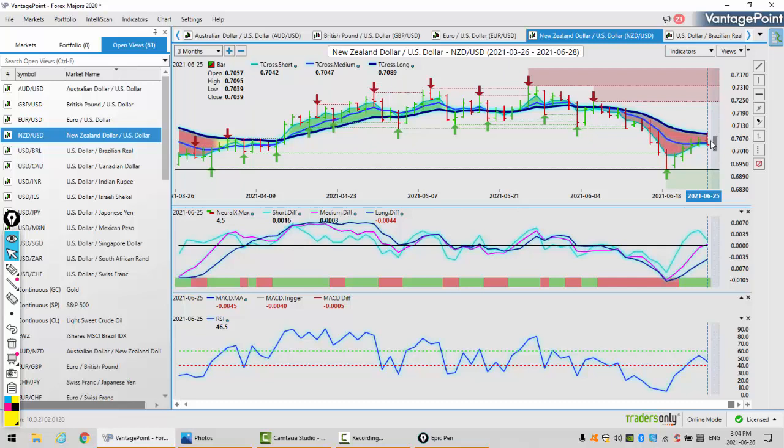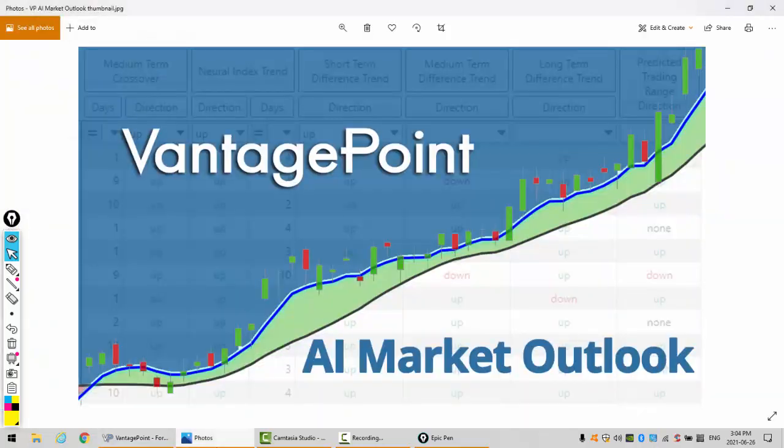And trust me, guys, I've been doing this well over 20 years. This is not a coincidence that it stopped exactly on the VantagePoint T-cross long. I couldn't even tell you how many times I've seen this across so many different markets. So we will have again a very choppy week. It is the end of the month and we are getting ready to go into summer trading, so you should expect some volatility. So with that said, this is the VantagePoint AI Market Outlook for the week of June the 28th, 2020.